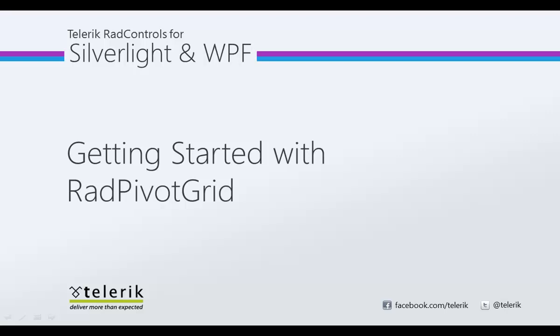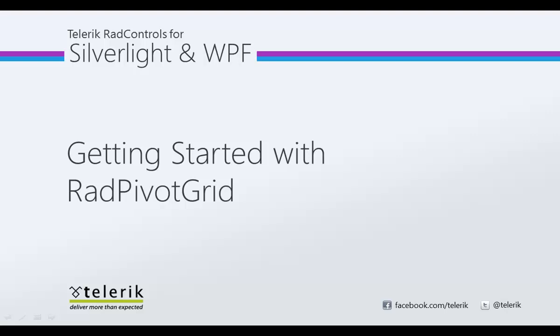Hello, today we're going to take a look at getting started with RadPivotGrid. So what is RadPivotGrid? RadPivotGrid is a control used to aggregate millions of records in a concise tabular format. The data can be easily grouped, filtered, sorted, and manipulated to create many different reports.